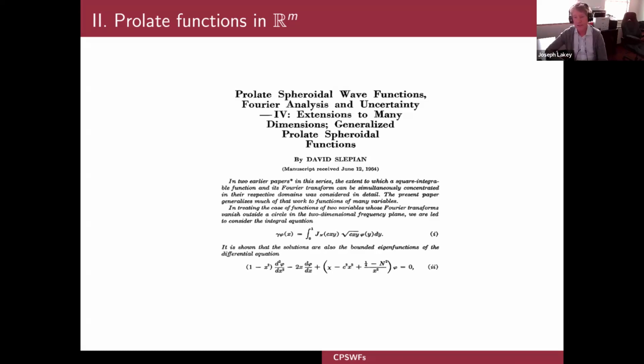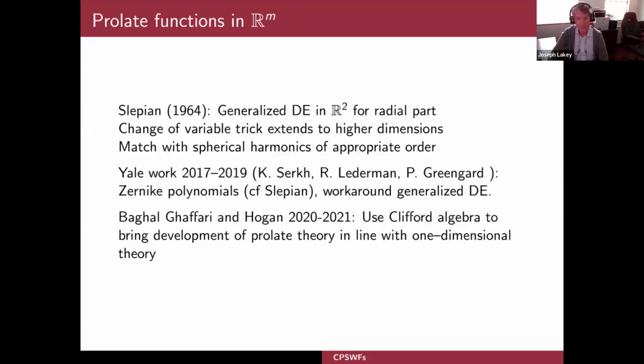What he actually does is he works this out in two dimensions for functions that are band limited to a disk. And then he does a change of variables trick to get the prolates in higher dimensions, and then associating these radial parts with appropriate order spherical harmonics. Okay, so that's Slepian worked that out. That's one of the Bell Labs papers.